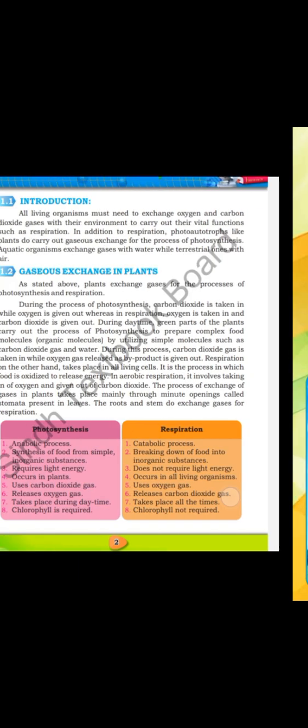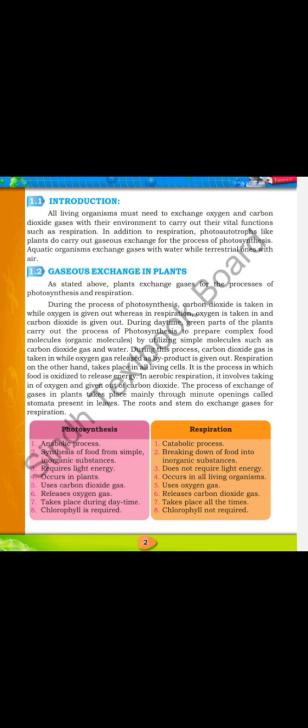So, dear students, let's start our chapter number 1, gaseous exchange, and here is the introduction of our chapter number 1. So dear students, first of all we should know the meaning of word exchange. Exchange means to give something and to have something.